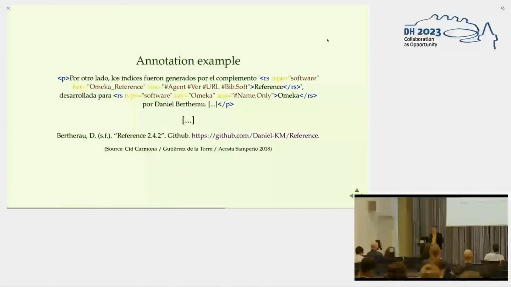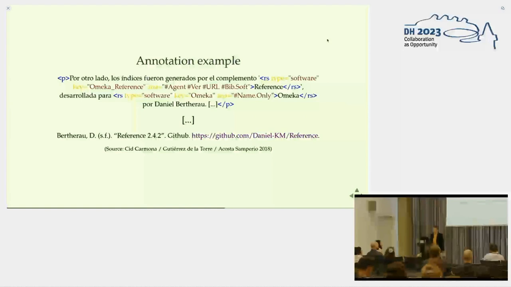Here you see one of our examples. So we directly annotated in the TEI files of the abstracts. As you can see, here's one paragraph and a sentence where the software is mentioned two times. Now it's in Spanish. I'll try to paraphrase what's said. It's said that indexes were generated with a component called Reference, which is a component for the software Omeka, which was developed by Daniel Berthereau.